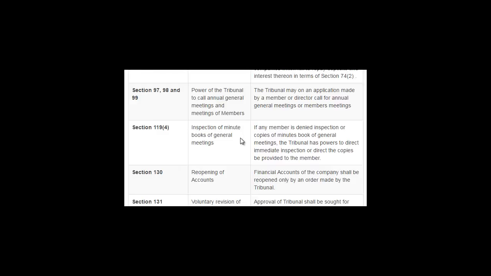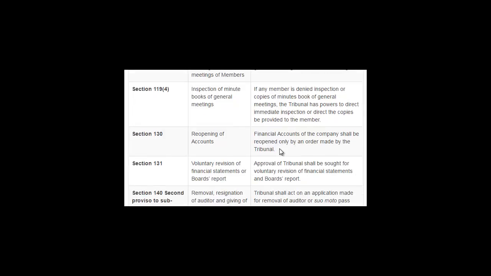Section 119(4) talks about inspection of minutes books of general meetings. If any member is denied inspection or copies of the minutes book of a general meeting, the tribunal has power to direct immediate inspection or direct that copies be provided to the member. It can be said that this section provides protective power to the person who is being denied, for any reason or excuse, through the tribunal, which can direct the same. Now, moving on to section 130, reopening of accounts. The financial accounts of the company shall be reopened only by an order made by the tribunal.